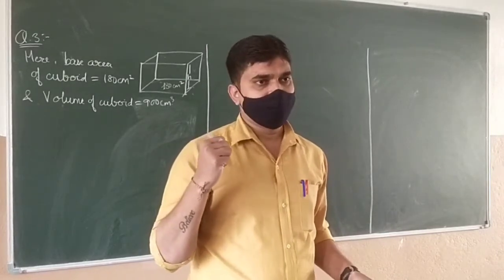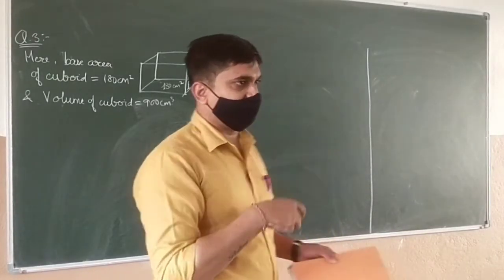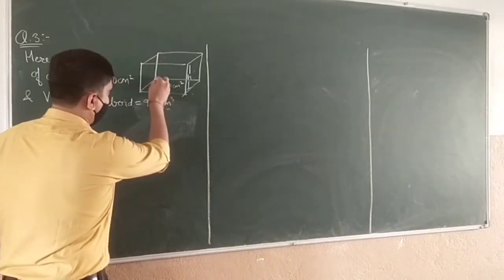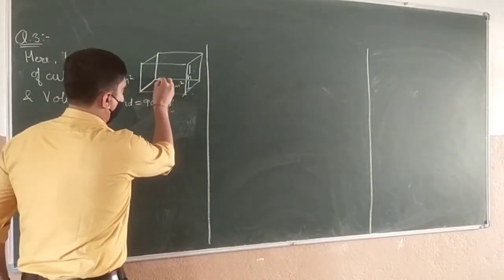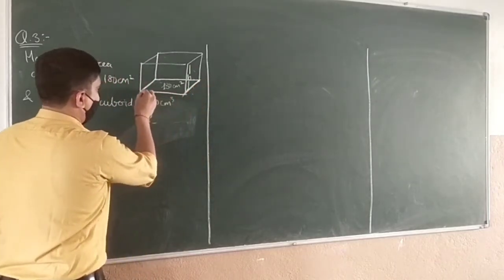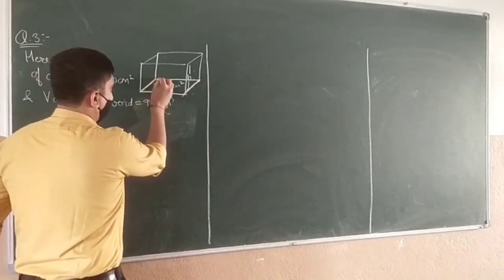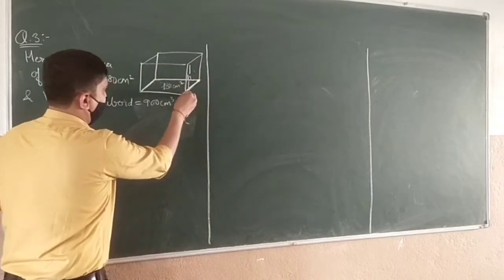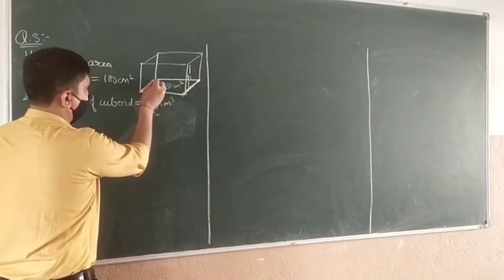Cuboid is given, right? Base area is given. Base area means which area? If I underline, right, the outline of this is called base area. What is this area called? Base area. But which shape is it?